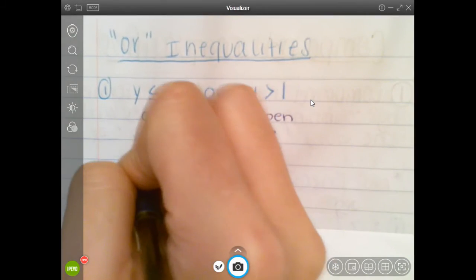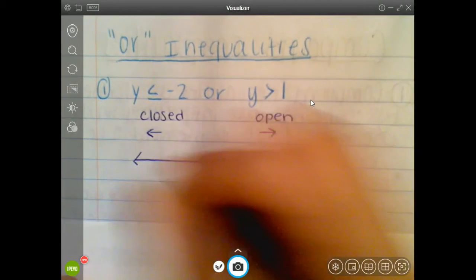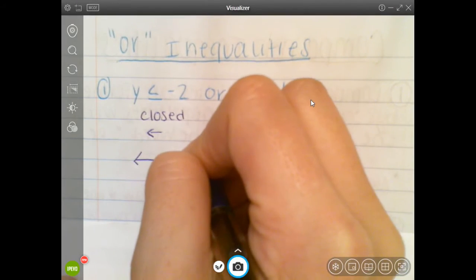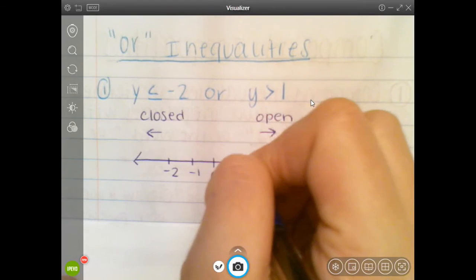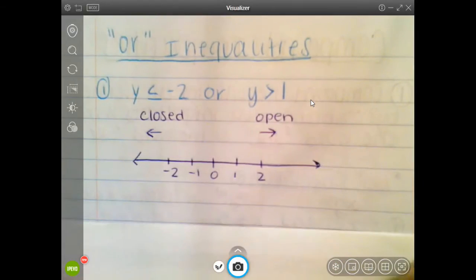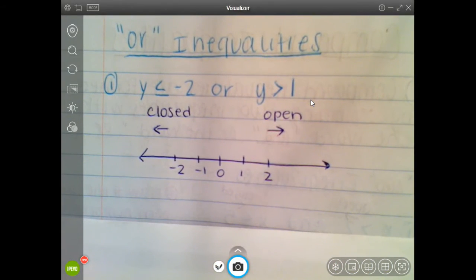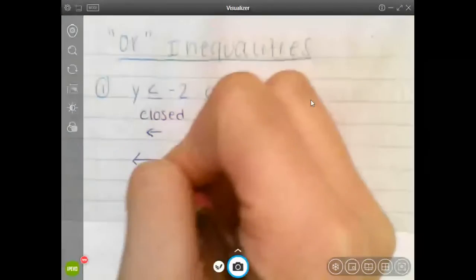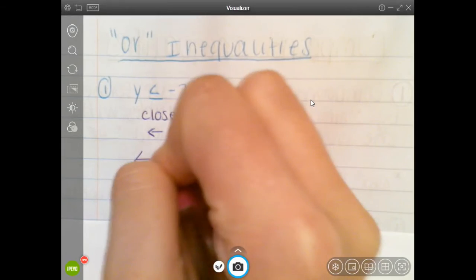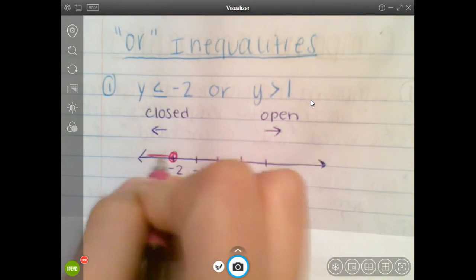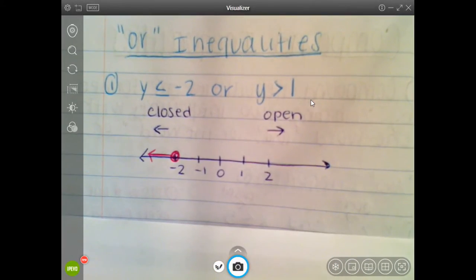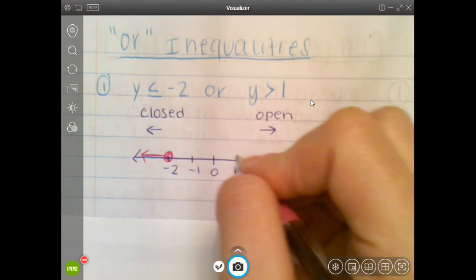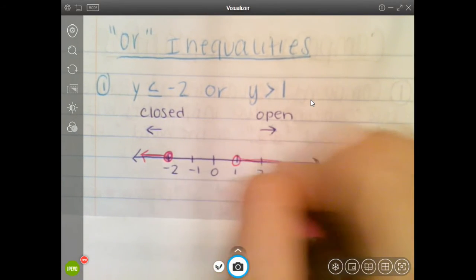All right, so we go to our number line, and we have to get -2 there. You have to go until you can get to the number you need. Sometimes you can go a little past it. And then we'll see what this looks like. So closed at -2, so it's closed here. But this time it's going to go to the left, okay? And 1, it's open, and this one's going to the right.